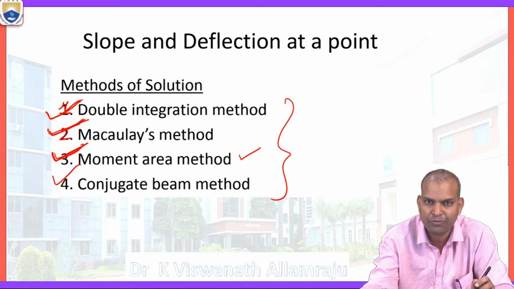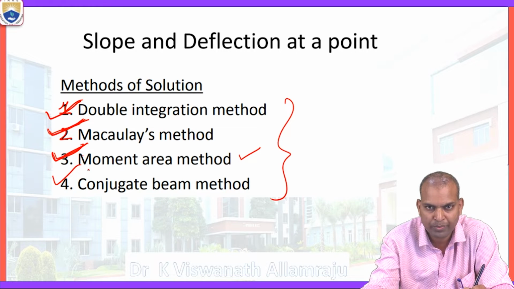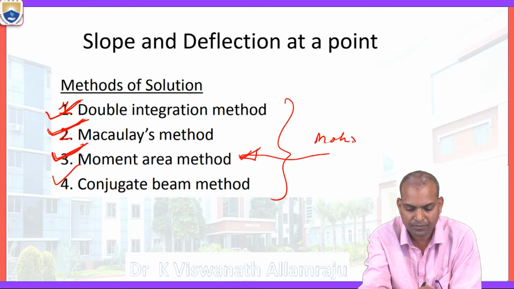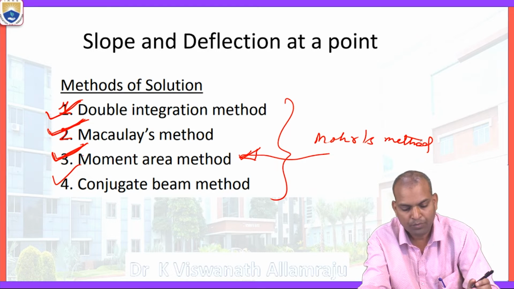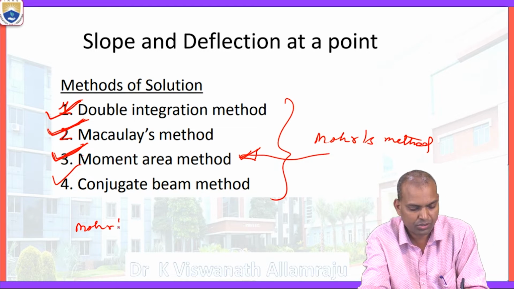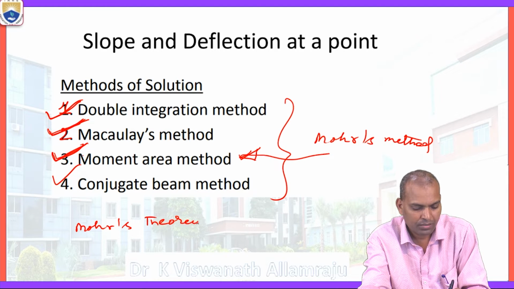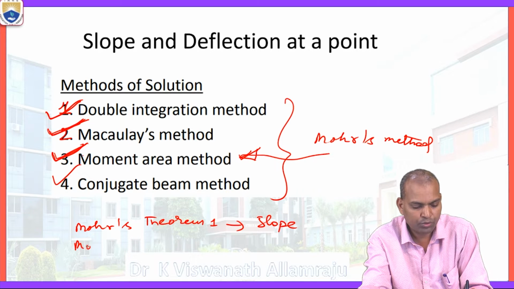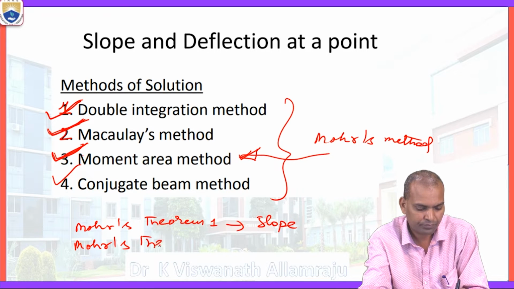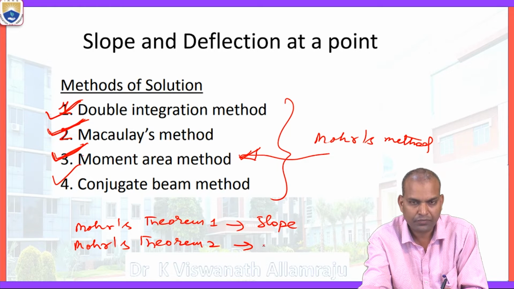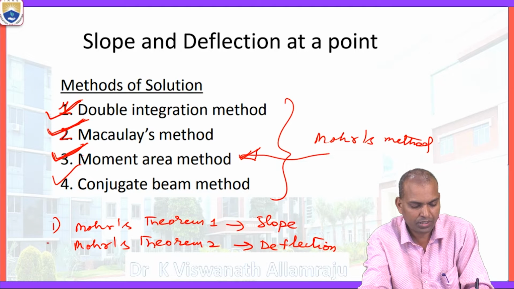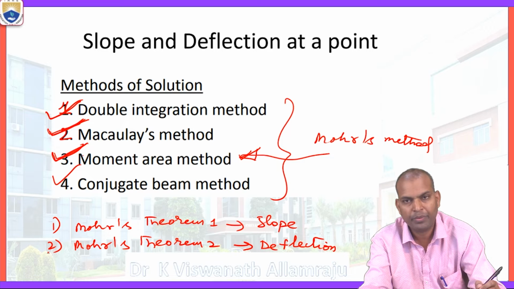So, to calculate the area of the bending moment diagram, that's why it is known as the moment area method. The moment area method is also known as Mohr's method. There are two theorems: Mohr's theorem 1 and Mohr's theorem 2. Theorem 1 defines the slope, and theorem 2 gives the deflection. So there are two theorems, slope and deflections. That is the moment area method.